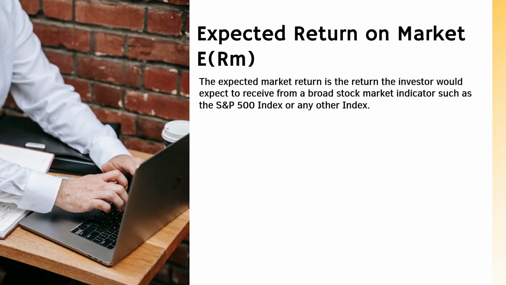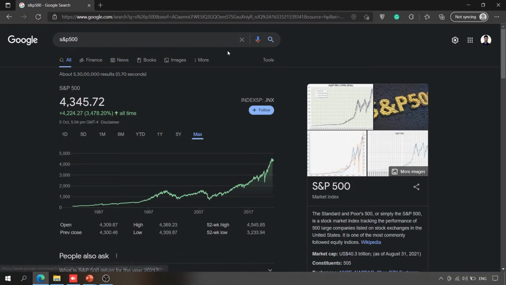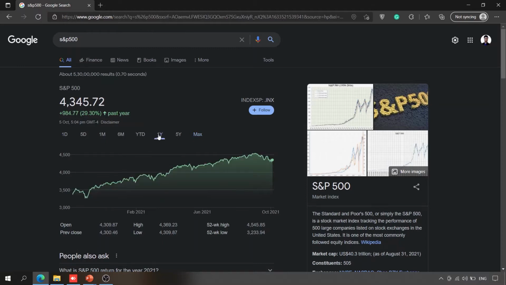What does it mean? It simply means that if you go to Google and type S&P 500, and inside that you choose 1 year, you can see that you have received a return of 29.30% on investment in this S&P 500 for 1 year. So we would require our expected market return based upon the previous years' details, and these details shall reflect our ERM, that is, expected return on market.